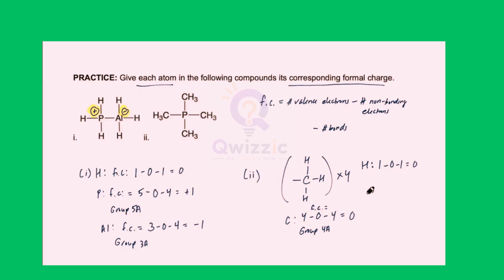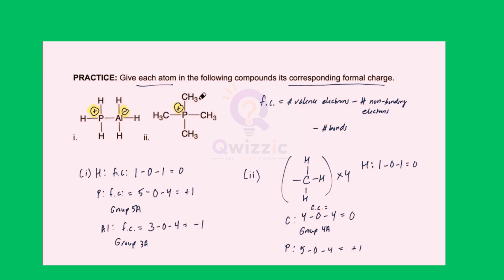So now we just have the central phosphorus left. So phosphorus, we already know from molecule number 1, has 5 valence electrons. So 5 minus 0 non-bonding electrons, minus 4 bonds, equals plus 1, just like in our other molecule. So the only charge we have here is a positive charge on the phosphorus. So here our molecule is actually an ion. It has the plus 1 charge based on that plus 1 formal charge on the phosphorus in the middle. So this is an ion here, a phosphonium ion.